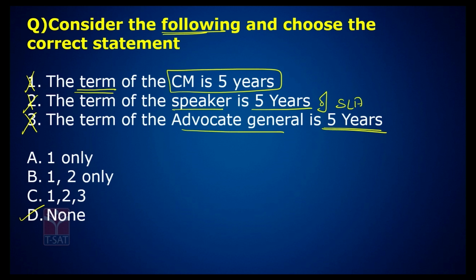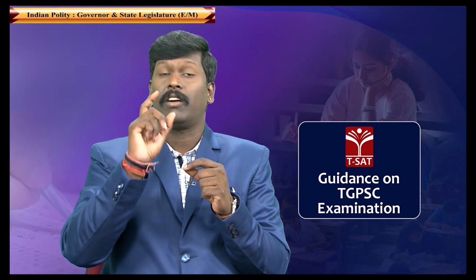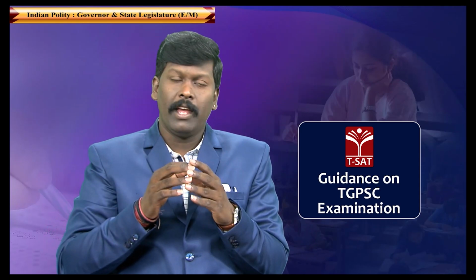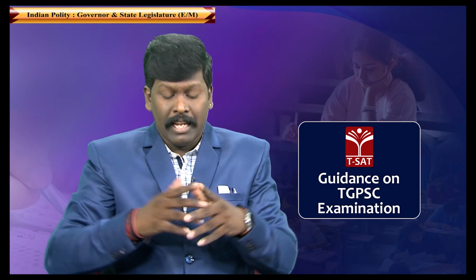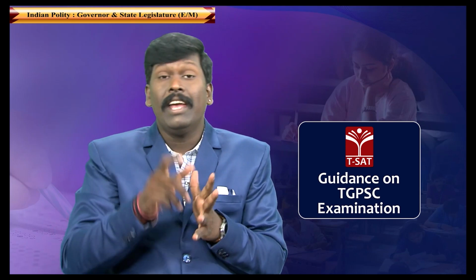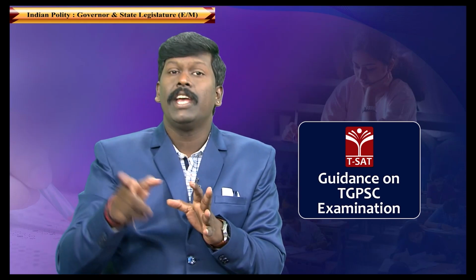Listen to me very carefully. The term of the CM is not fixed by the Constitution of India. The governor can remove the CM any time if the CM is not able to prove his majority in the State Legislative Assembly. Meaning, the CM can continue to be the CM till he proves the majority in the Assembly. If he is not able to prove his majority in the Assembly, the governor can remove the CM any time. So the term of the CM is not fixed, and the CM can be removed any time by the governor if he is not proving his majority in Assembly. I hope you got the clarity.